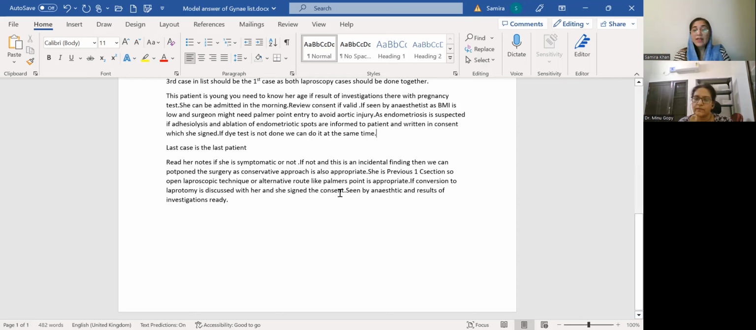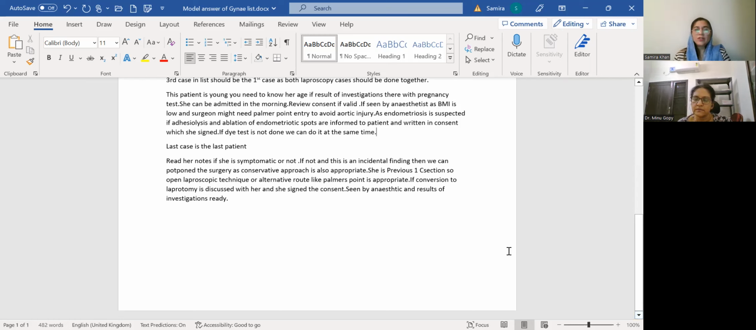And if she signed, the consent is still valid, seen by an anesthetist, results of investigations are ready, and for all young patients, whenever they are admitted, you have to repeat the pregnancy test. You need to inform, this is in the beginning, you will say, I will inform the theater staff that the patient is admitted. I will inform my consultant that all the patients came, and I will inform the blood bank if there's a risk of bleeding, for example, and I will check the results of investigations. I will inform the anesthesia. This is what you are doing exactly when you're on call at night. So you will say the same thing.